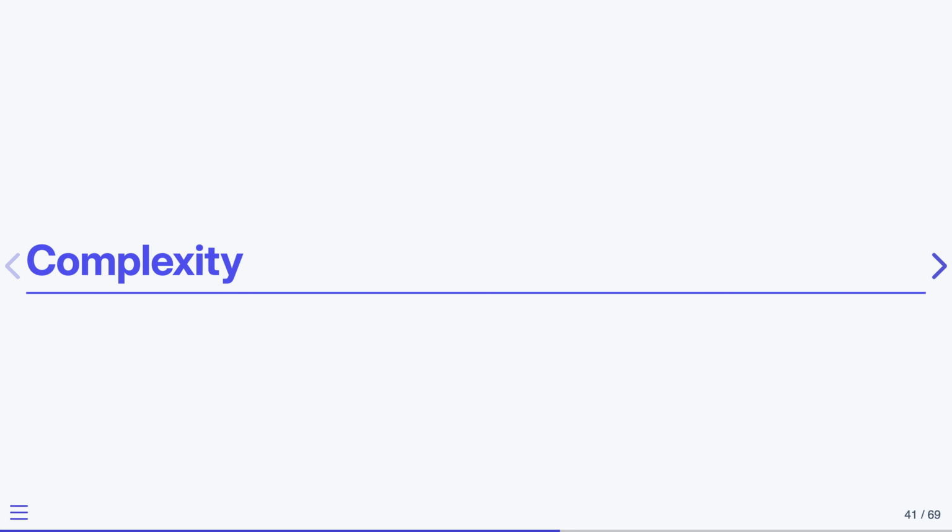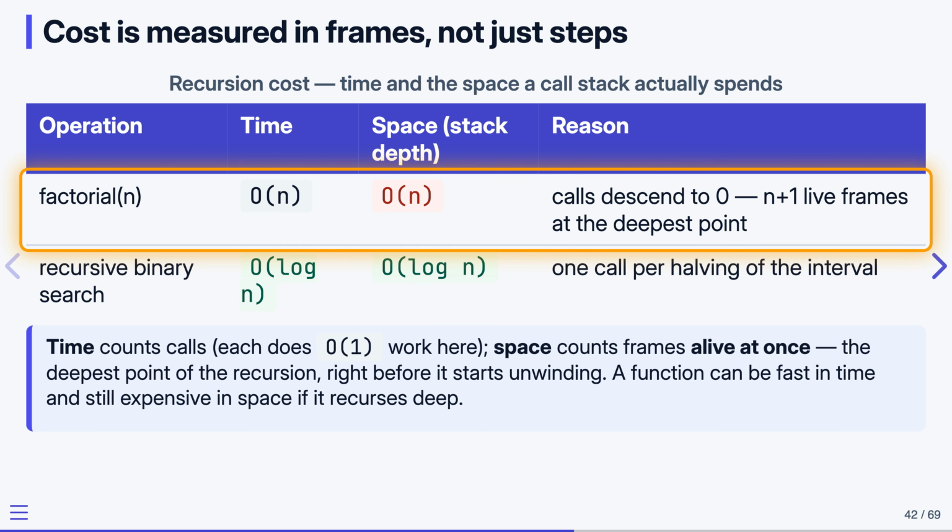Now let's talk about cost. Recursion is not free. Its price is measured in frames of memory, not just in steps of time. This table compares two recursions.